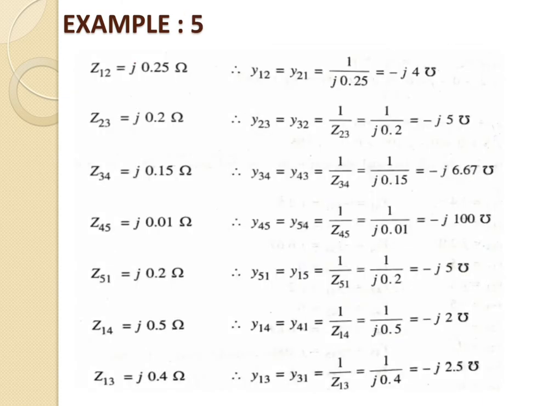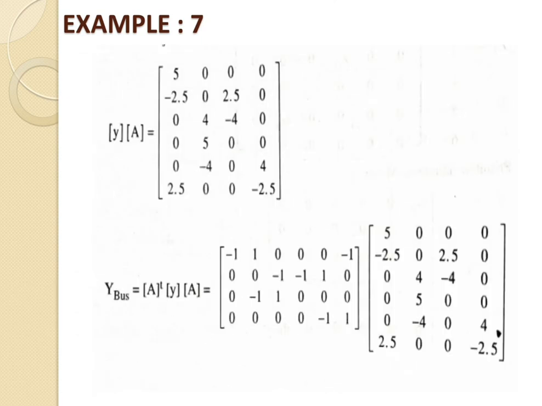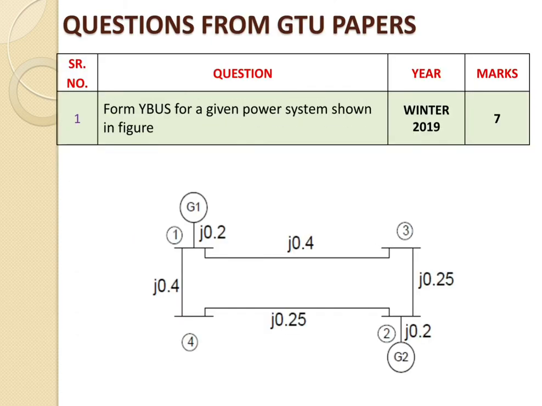Now we will go for some examples which were asked inside GTU papers. First one: form the Ybus for a given power system shown in the figure, which was asked in winter 2019 for 7 marks. This is a different pattern of example, and only the imaginary part values are given. There is no real part value given over here.